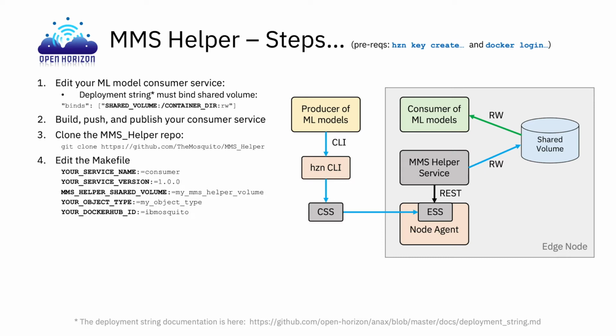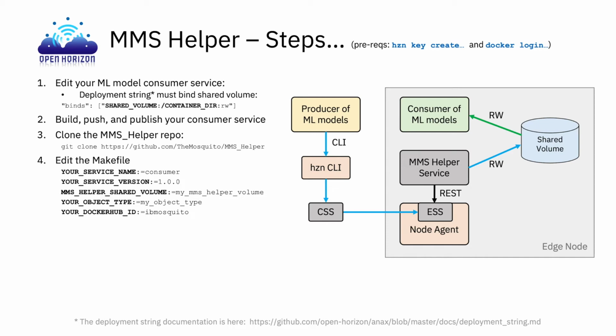So you need to specify your service name. It just says consumer here, but whatever your consumer service is called, and your service version, whatever your service version number is. So these are the Open Horizon service name and Open Horizon service version. The service name is the URL field in the service definition of your service. Those two need to be specified because the MMS Helper service needs to specify your container as a required service.